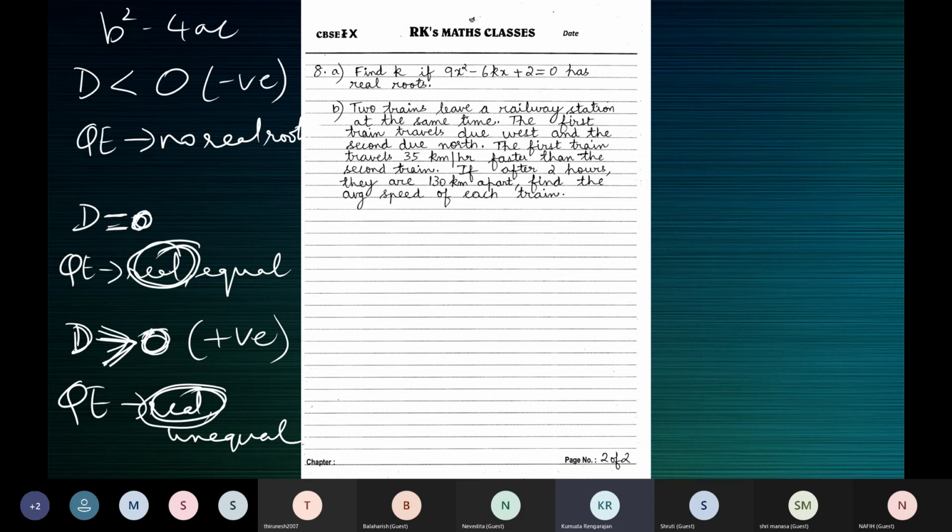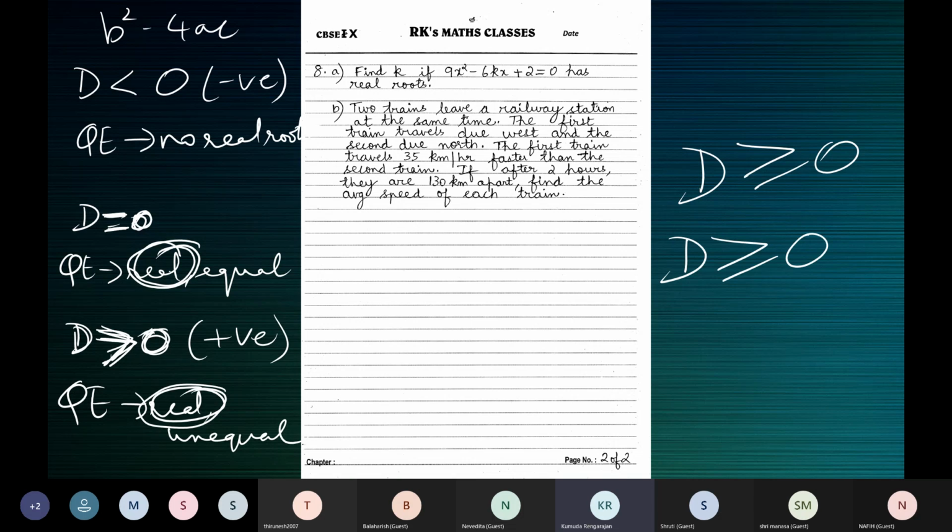So the condition for real roots is D being greater than or equal to 0, combining both. In both the cases, the roots are real. This is the condition for real roots. Remember that. The condition for equal roots is D is equal to 0. The condition for unequal roots is D greater than 0.